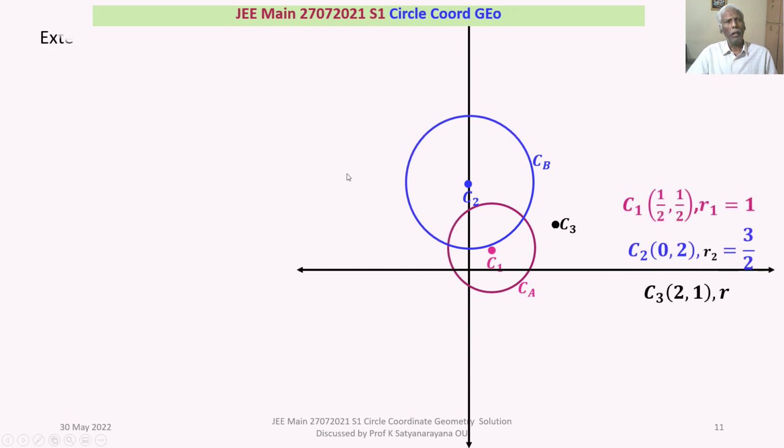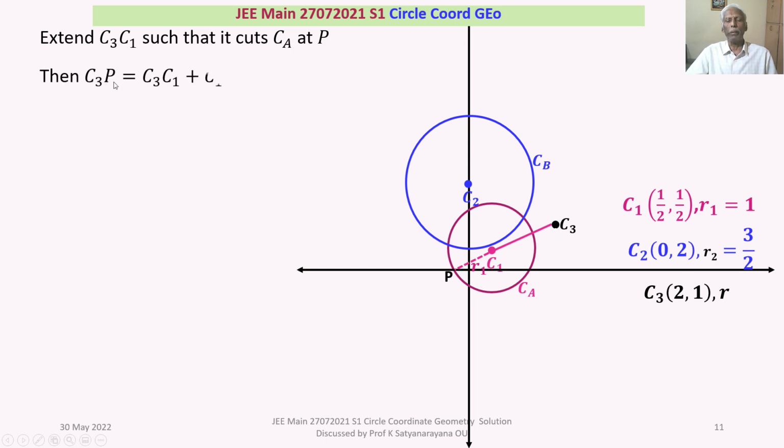Finally, that is the situation we have. Extend C3C1 to cut the circle CA at P. Now the distance C3P is equal to C3C1 plus C1P, and C1P is the radius R1 of the circle CA. So C3P is C3C1 plus R1, where C3C1 is the square root of 5 by 2 and R1 is 1.